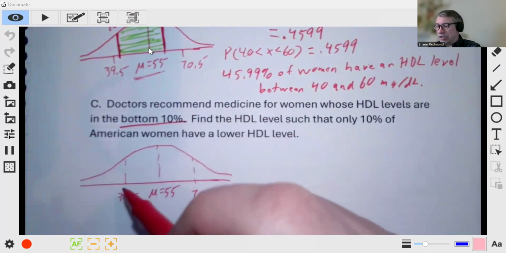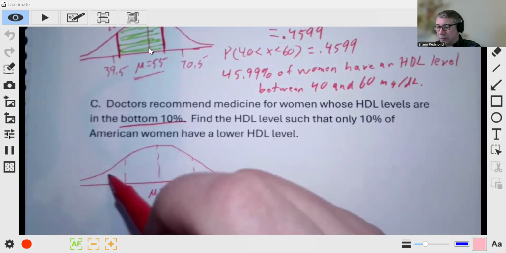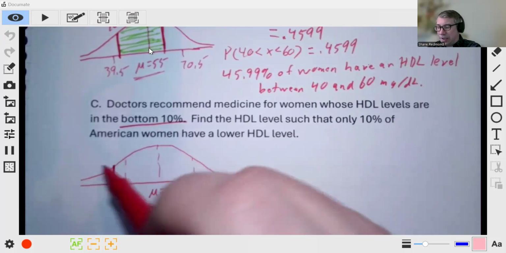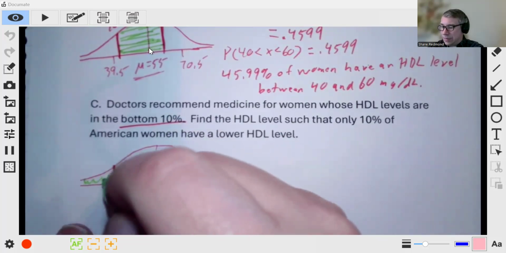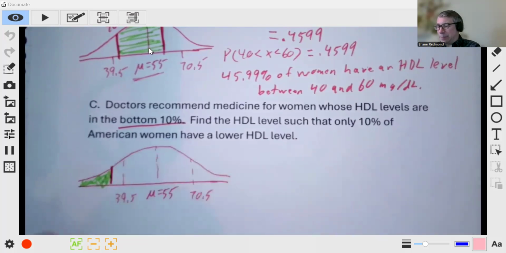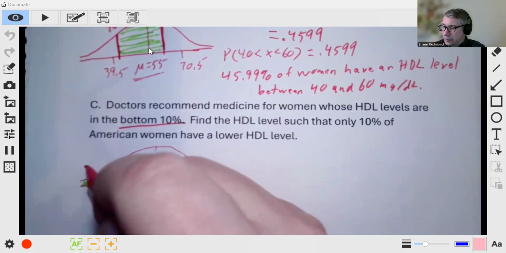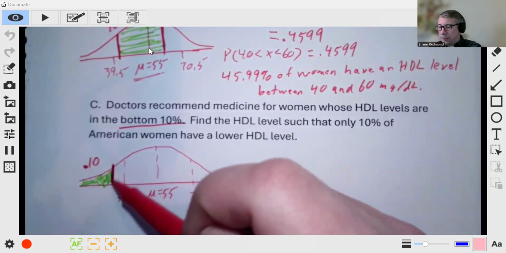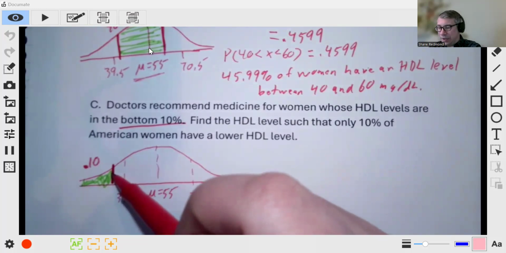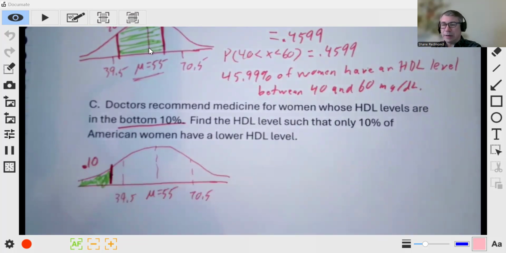So what I'm going to do is shade in about 10% of this graph on the bottom end. So bottom 10% might be this much. That might even be a little bit ambitious for 10%, but there's the bottom 10%. And I'm going to use the decimal version here, 0.10, because in formulas and calculator speak, we need to convert those percents to decimals, 0.10 for 10%. So I need the boundary value that says, here's where I stop so that this region will be 10%.